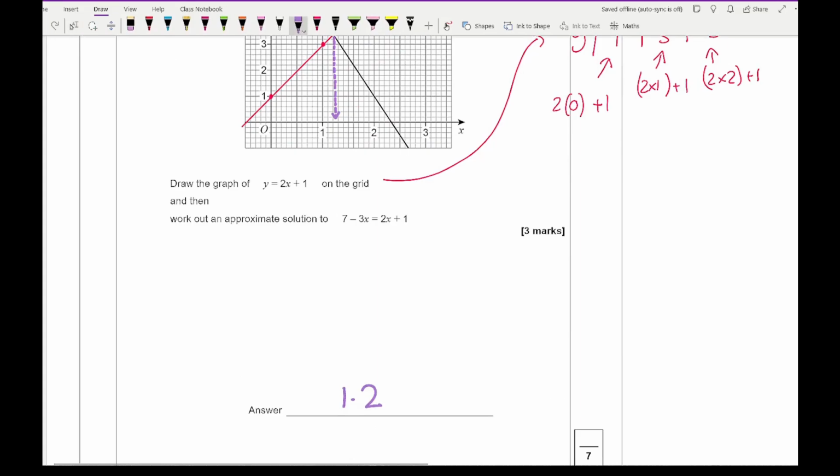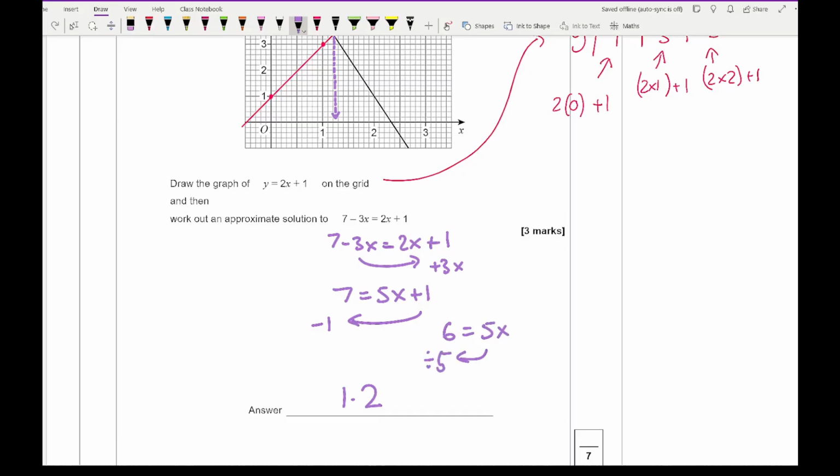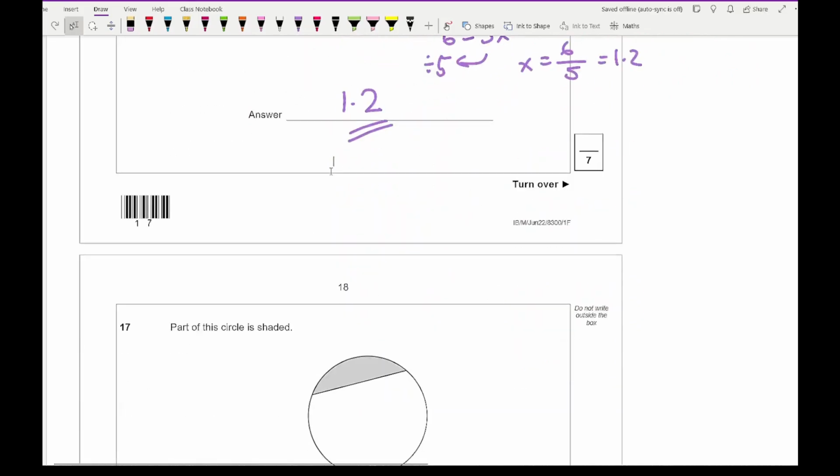Now the question does say, because you're drawing a graph, if you were to, you can solve this algebraically. So if I had 7 minus 3x equals 2x plus 1, I could solve it by taking the 3x over to the other side. So I've got 7 equals 5x plus 1. I can then take the 1 over to the other side, so I end up with 6 equals 5x. Then divide by 5, so I end up with x equals 6 over 5, which is 1.2. But using the graph is going to be a lot easier, particularly as you've already drawn the equation as well.